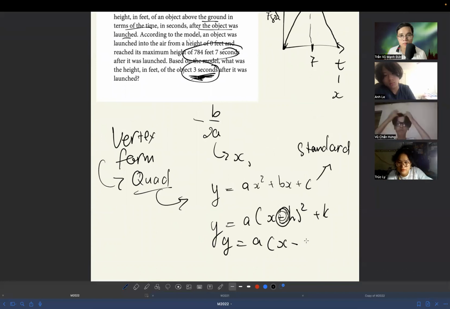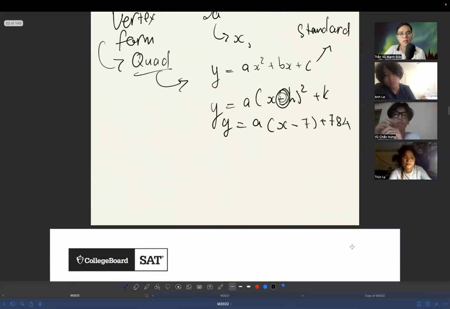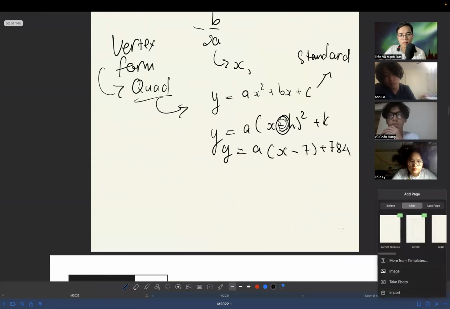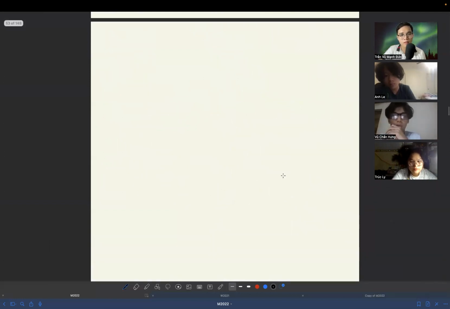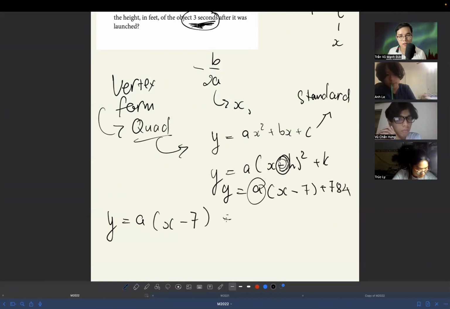7, exactly. Plus 784. Exactly, 784. Now, that is not it because you're still missing a value here, an a. Y is a times x minus 7 plus 784.